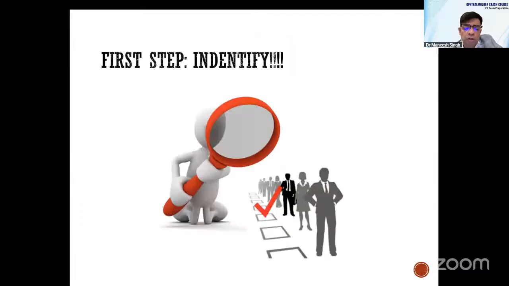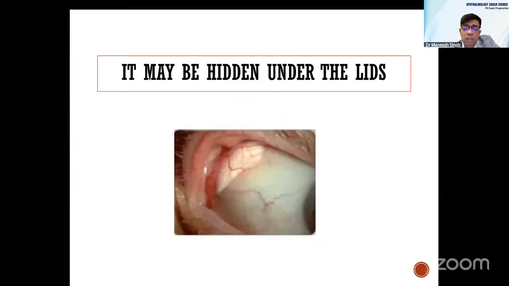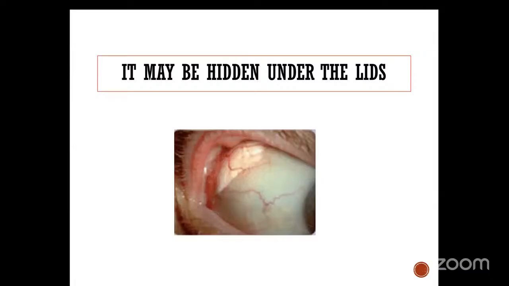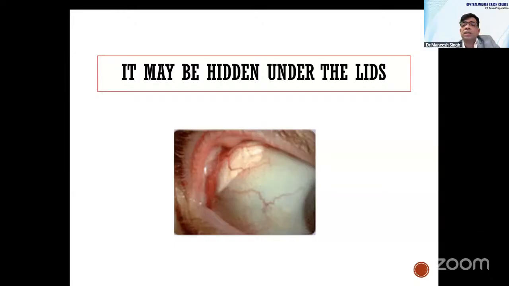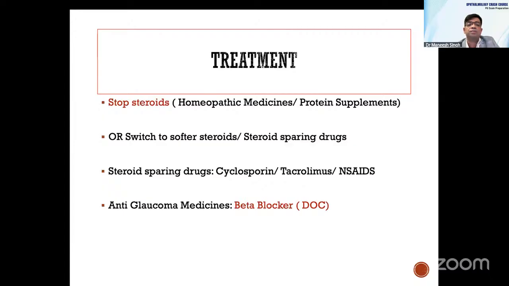Treatment: the most important thing is to take a proper history and try to find the cause. Sometimes the cause may be hidden under the lids, like this particular patient who was not even aware that a triamcinolone subtenon injection had been given. A lot of the time, during cataract surgery or in patients with uveitis, subtenon injections of steroid are given, but the patient may not be aware. So try to look underneath the lids to see whether there are any depot steroids.